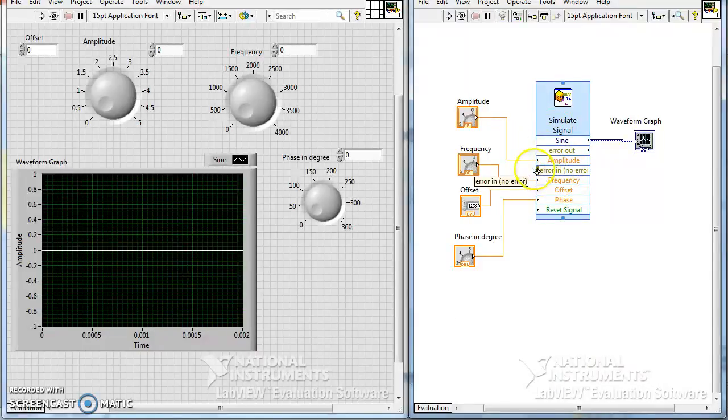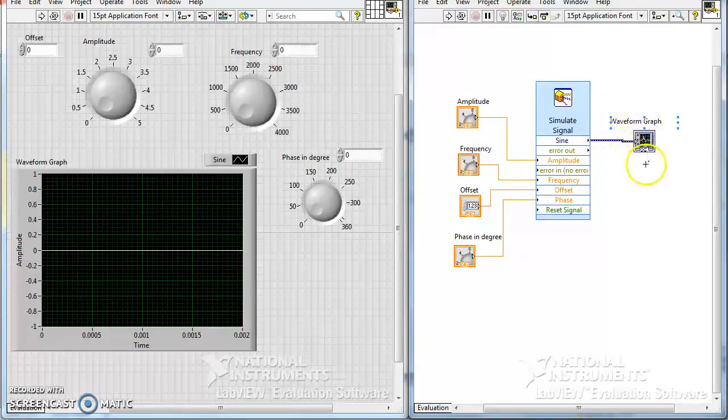I don't want the default values to be my input parameters, so I have given the input parameters amplitude, frequency, offset, and the phase, which is in degrees. The signal will be displayed on an oscilloscope over here, which is a waveform graph.